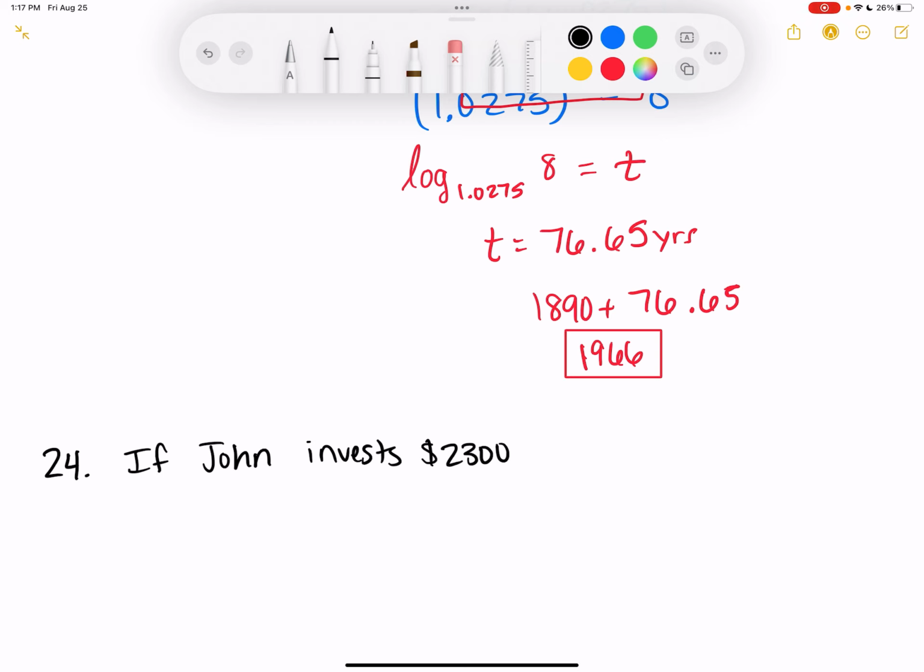It was 77. If John invests 2,300 in a savings account... Is it 23,000 or 2,300? What did I say? 23,000. I was like, dang, that's a lot. 2,300. My bad. You're good.